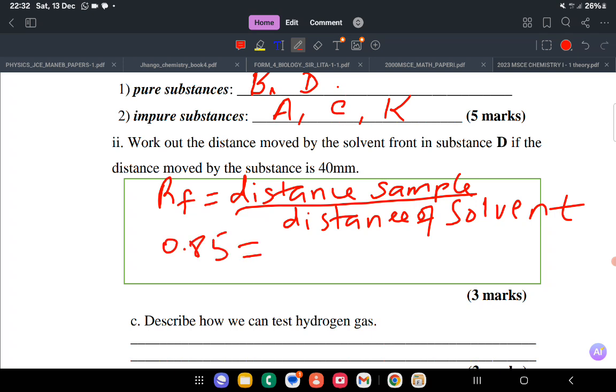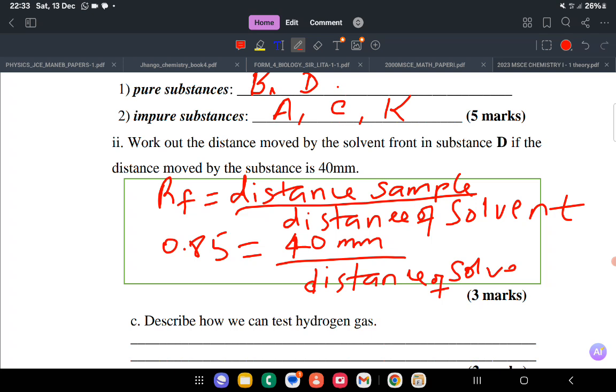Distance moved by sample or substance is 40 millimeters, and we are asked to find the distance moved by the solvent. So all we have to do is make the distance of the solvent the subject.